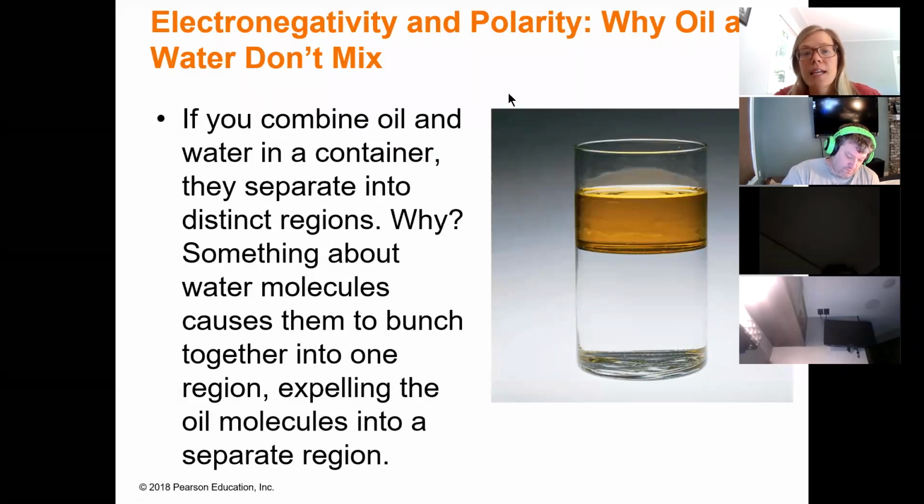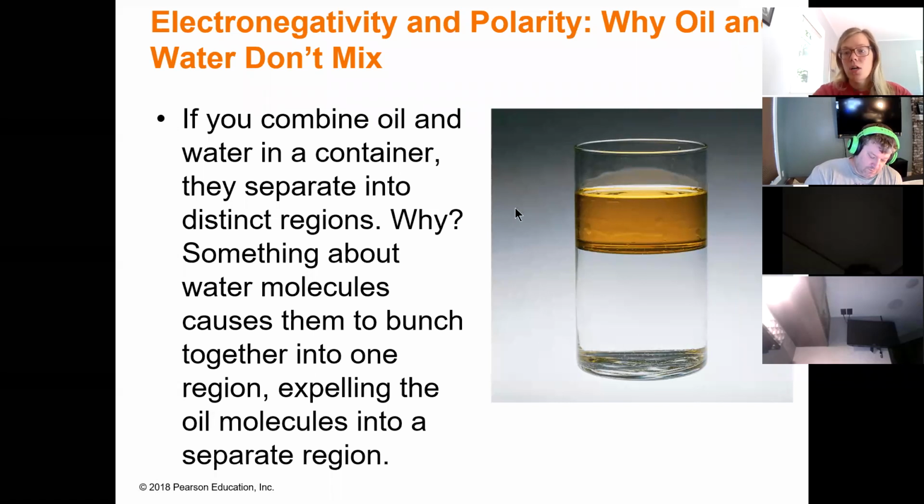So, electronegativity and polarity, and why oil and water don't mix. Here's a jar or a glass, and we've got water sitting on the bottom and the oil sitting on the top. The oil sits on the top because it's less dense. Why don't they mix? Same thing with your vinegar and oil salad dressing.